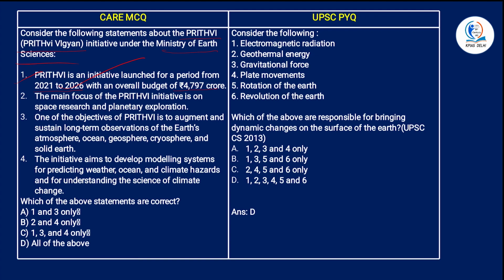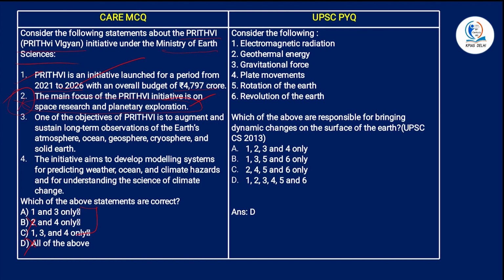The main focus of Prithvi initiative is on space research and planetary exploration. It is not on space research and planetary exploration. It is only to study the Earth systems, the 5 components of Earth systems, not space exploration. It is only used for the study of atmosphere, hydrosphere, geosphere, cryosphere, and biosphere, but not space exploration and planetary exploration. So 2 was wrong. If you eliminate 2, 2 options are gone. You are left with A and C.